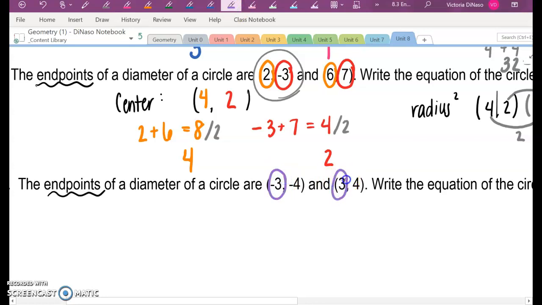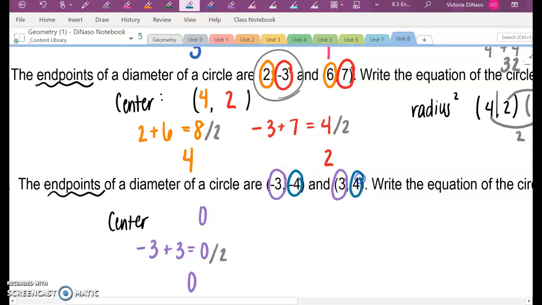So we've got negative 3 and 3. So here we go, center. Negative 3 plus 3, which equals 0. When I take half of 0, you still get the number 0. So your x value happens to be 0 for this one. For y, you have negative 4 and 4. So we've got negative 4 plus 4, which equals 0. When you take half of 0, you get 0 again. So my center is at 0, 0.